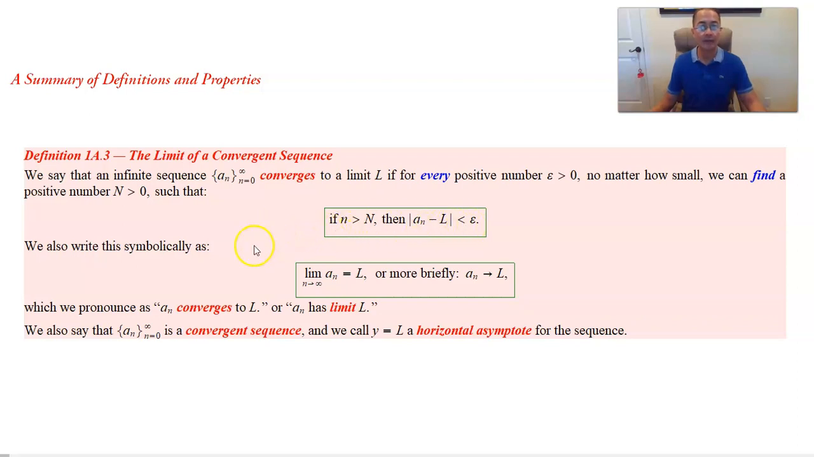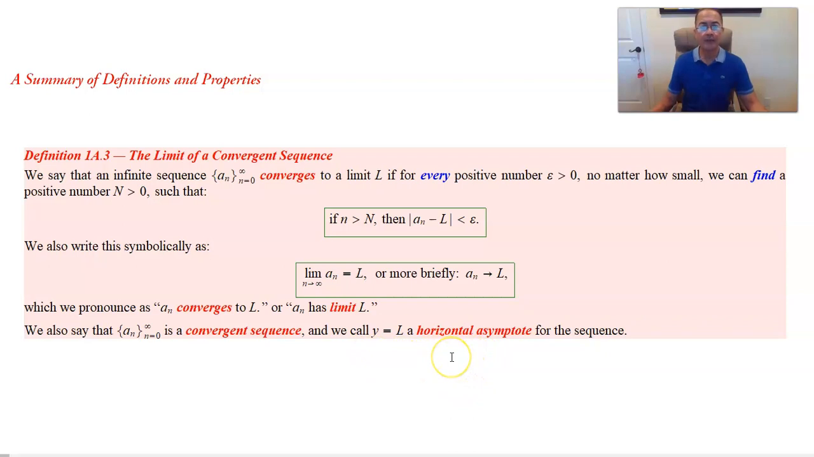So we write this limit symbolically as limit as n goes to infinity, a sub n equals L, or we use the symbol a_n right arrow L, which we pronounce as a_n converges to L or a_n approaches L. So we also say that the sequence a_n from 0 to infinity is a convergent sequence, and we call y equals L, the horizontal line, the horizontal asymptote for the sequence.